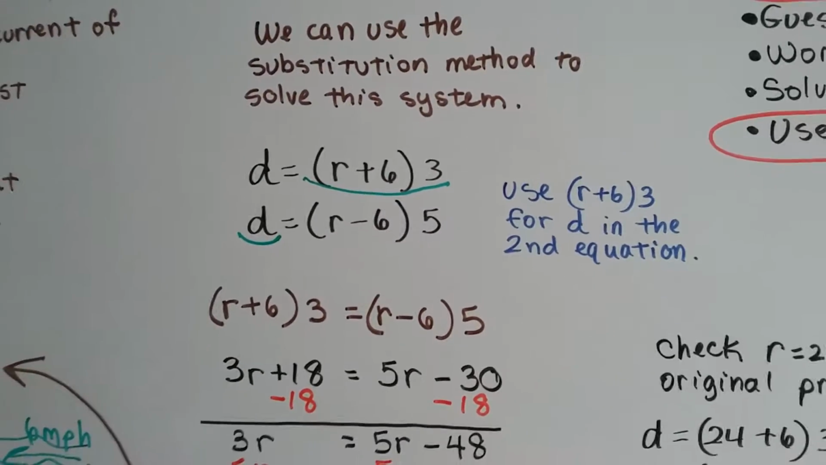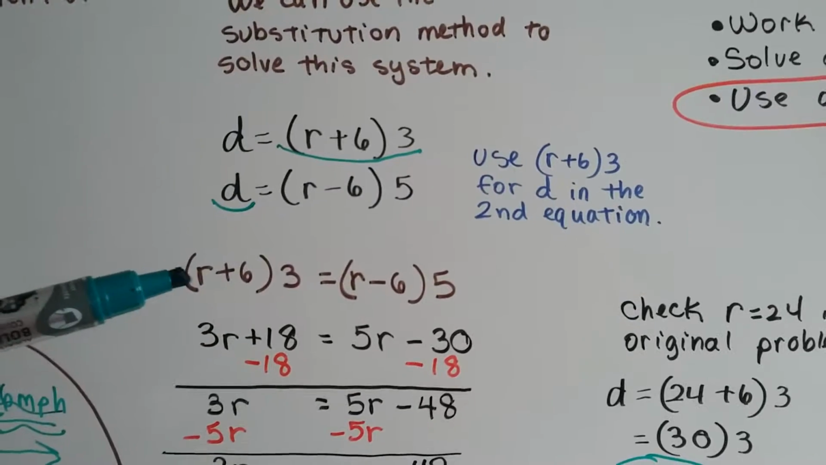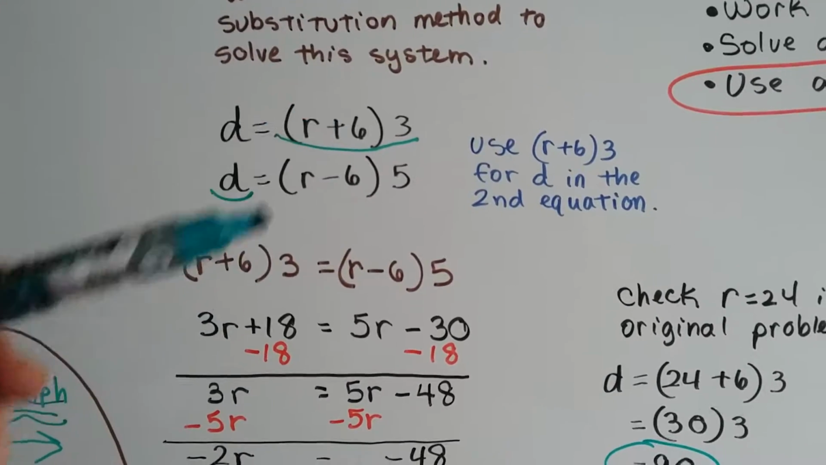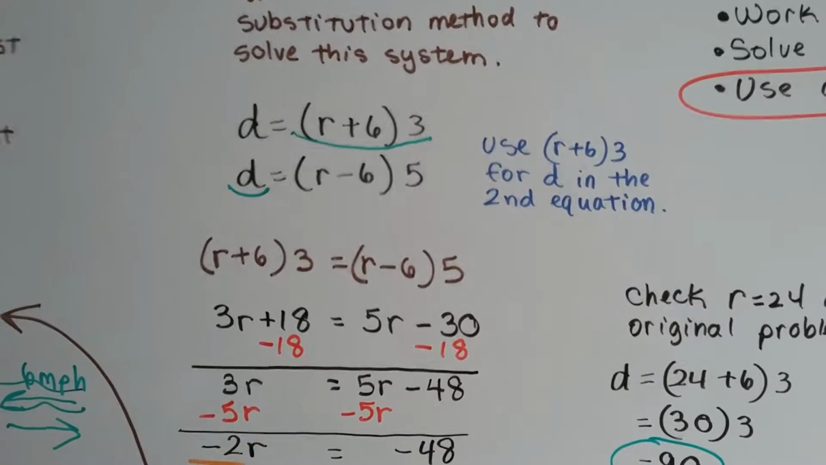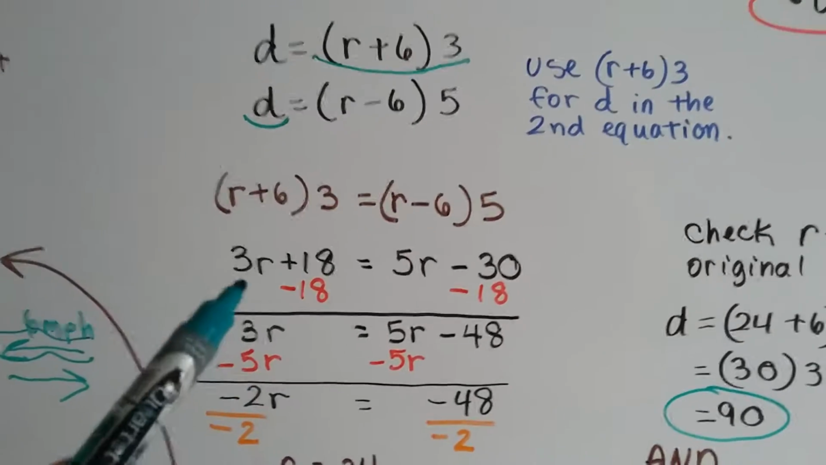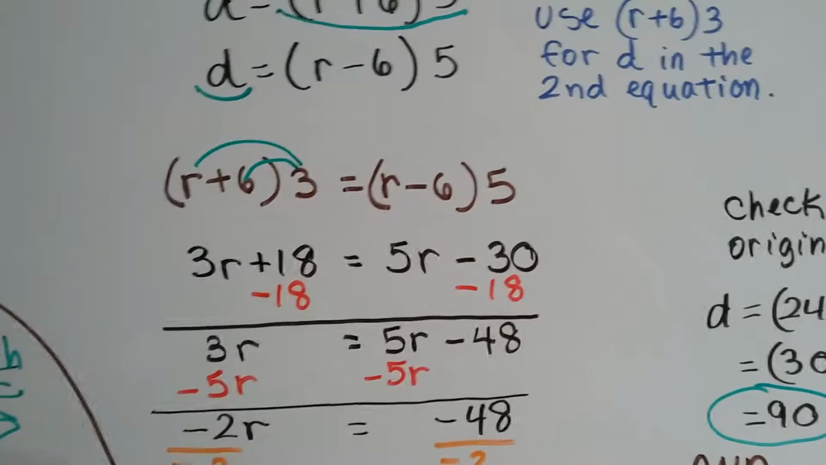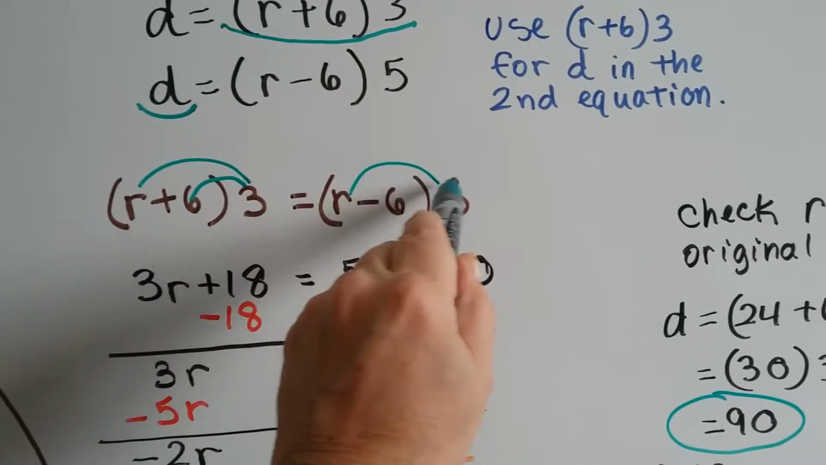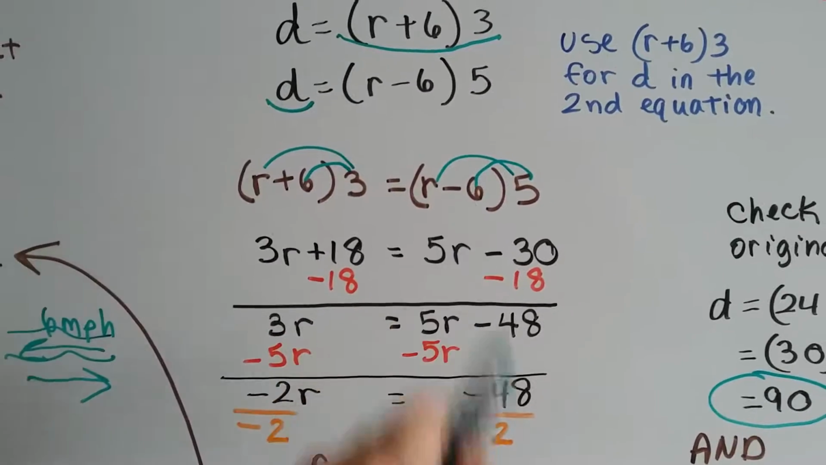See that? So now, instead of d equals r minus 6 times 5, we have r plus 6 times 3 equals r minus 6 times 5. See that? So we took this part and put it down here. So now we have to do our distributive property, don't we? We have to do 3 times r and 3 times 6. And then we have to do 5 times r and 5 times 6. And we have to pay attention to the plus sign and the minus sign.